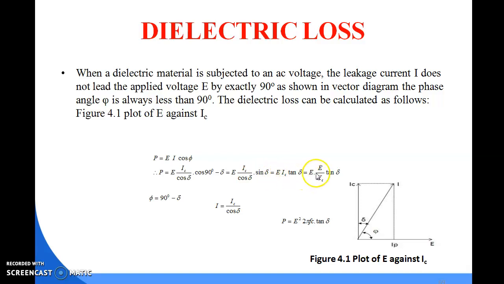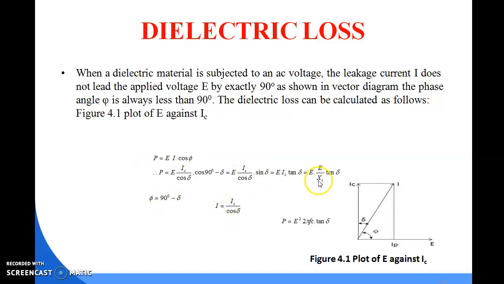Okay, so what is this IC exactly? This is the capacitive current. Capacitive current means the supply voltage is E and the capacitive reactance is XC, so E by XC is nothing but your IC. So here instead of IC, we write E by XC into tan delta. So what is E into E? It is E square by XC into tan delta. The point to be remembered is that phi is 90 minus delta and I is IC by cos delta.